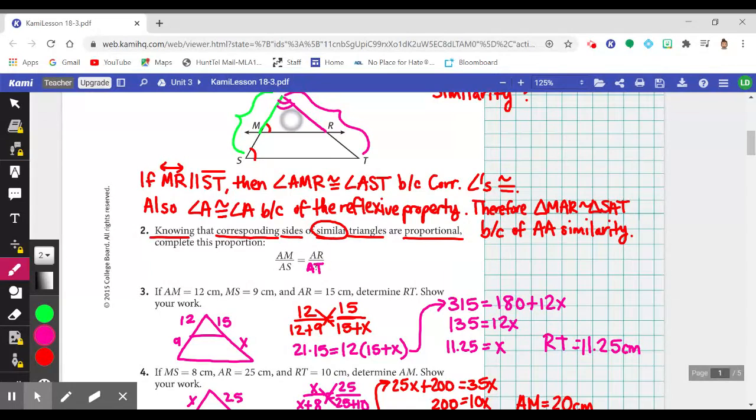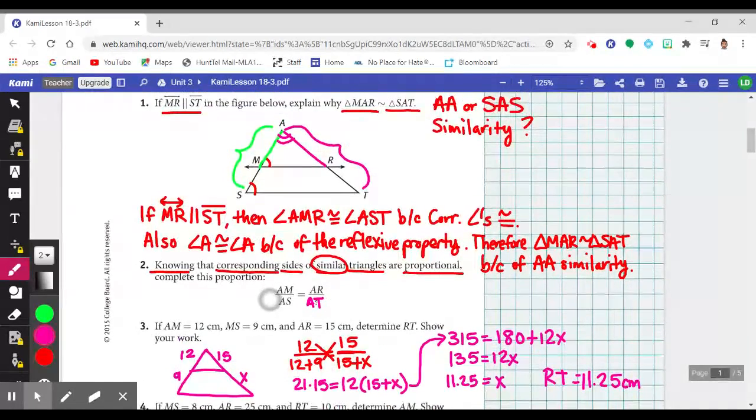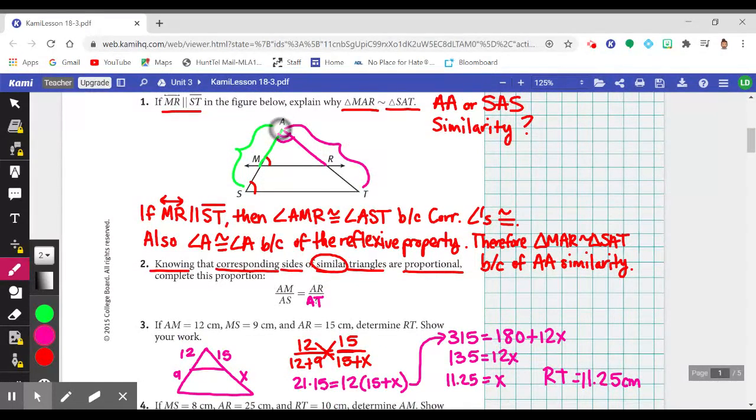So we showed that the 2 triangles were similar. Now we can write a proportion. I actually finished out the proportion. AM, which is this complete side. I know you can consider AM a portion of AS, but it is a complete side of this much smaller triangle. AM corresponds to AS, and AR corresponds to AT.